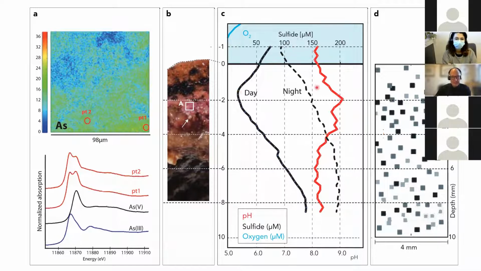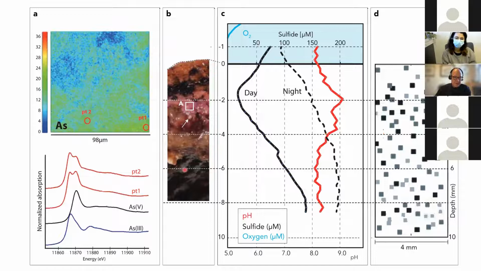At nighttime, when the light is gone, there is no consumption of sulfide, and this is your typical dissolution profile. Where you find photosynthesis, and a little bit below, you find a slight elevation of the pH to about 9, and so definitely sulfidic photosynthesis going on.